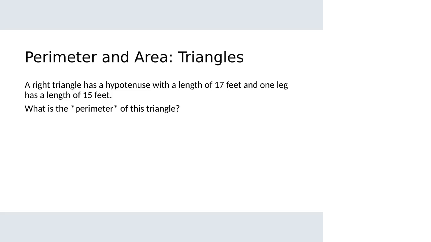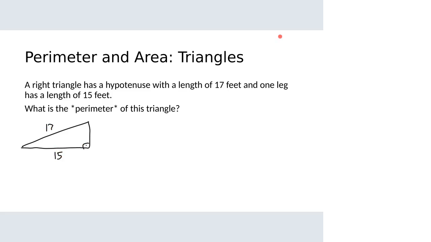Perimeter and area, and here we're looking at a triangle. And this question says, a right triangle has a hypotenuse with a length 17 feet. One leg has a length of 15 feet. What is the perimeter of this triangle? And again, this one's pretty recent, so you may be pretty comfortable with it. But let's see, if I'm supposed to do something involving a triangle, I'm going to go ahead and draw a picture of a right triangle. Hypotenuse is 17, and one of the legs is 15.